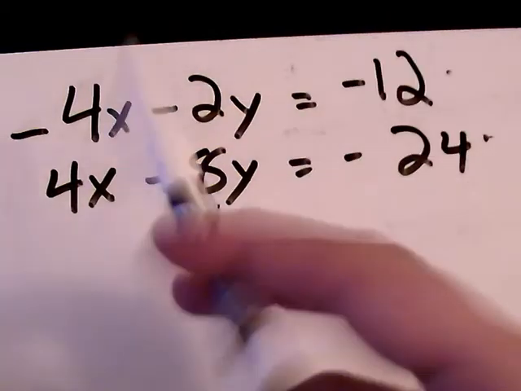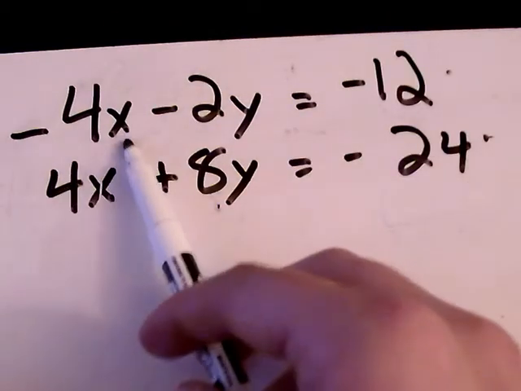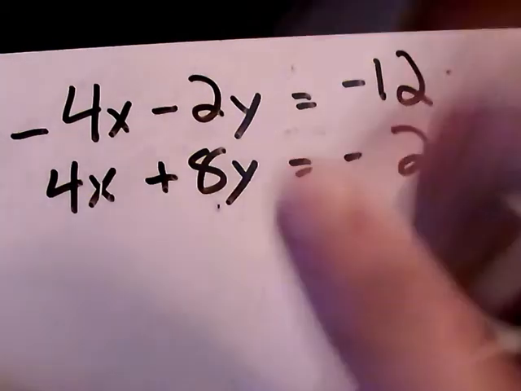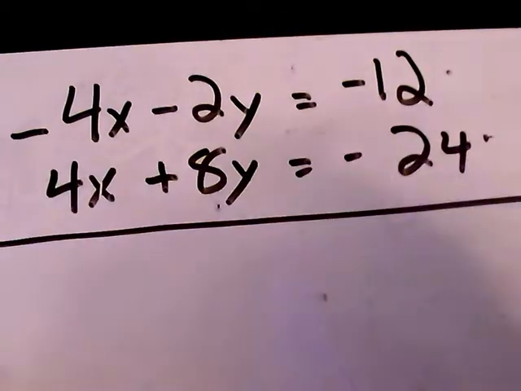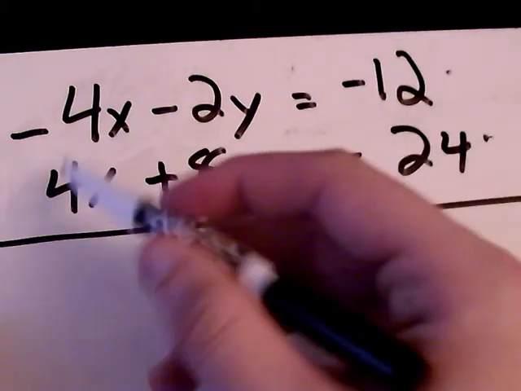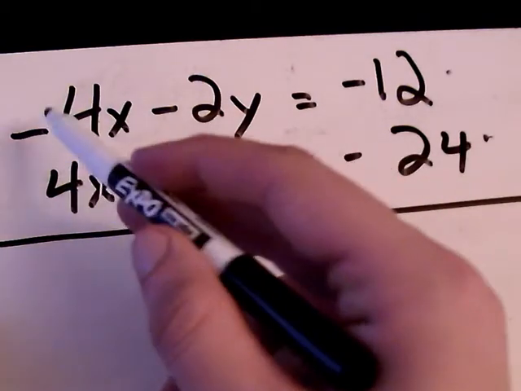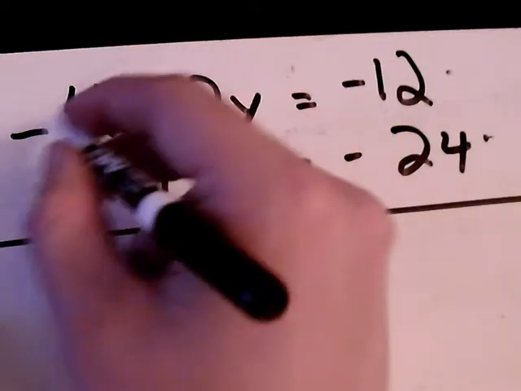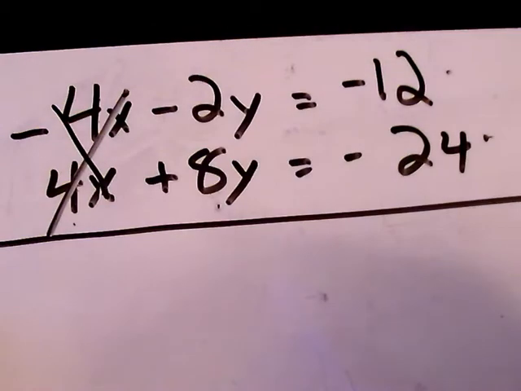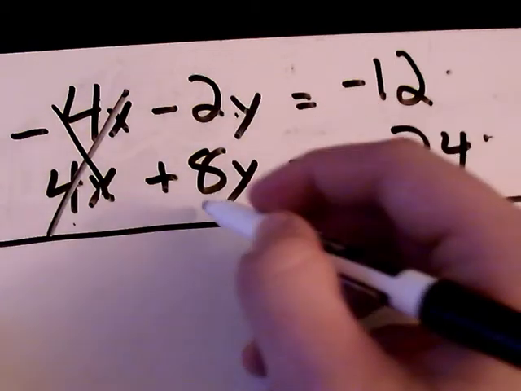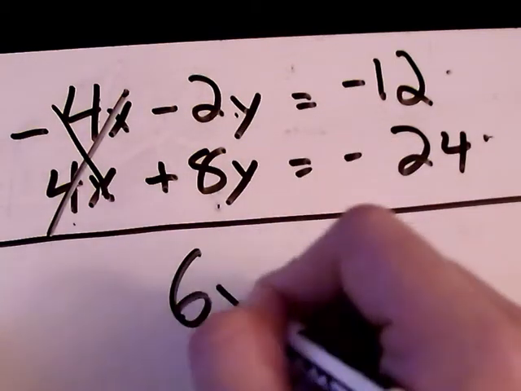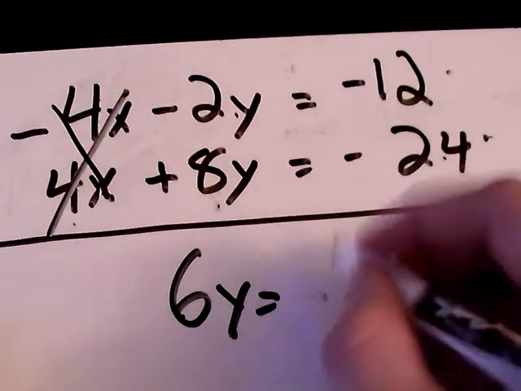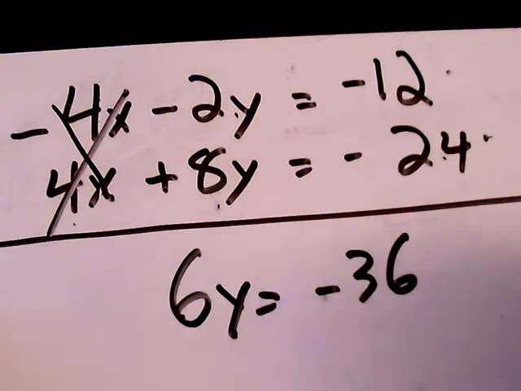Just like here, I add straight down, so negative 4x plus 4x would be 0, so that would fit perfectly. So in a problem like this, you do not have to change any of them, because if you have the same numbers, but one of them has a different sign, then you're in good shape. So I just worked out, negative 4x plus 4x would be 0. Negative 2y plus 8y is 6y. Negative 12 minus 24 would be negative 36.